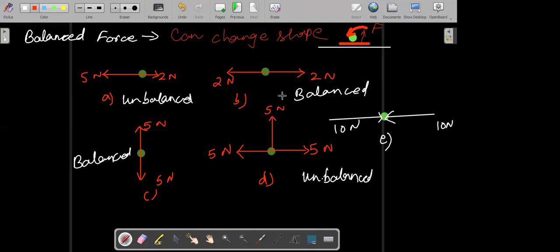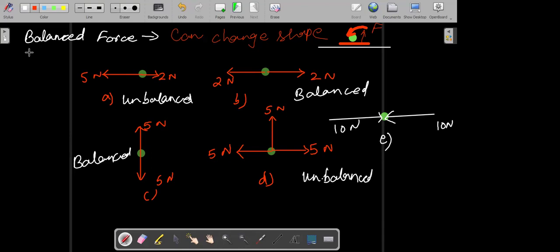Yeah, it can stretch. Yes, Sampath, you're correct. It will stretch the ball. So the balanced forces can bring about a change of shape. In any of the cases, you can see the balanced forces can bring about a change of shape. Whereas for unbalanced forces, let us see what you will observe.